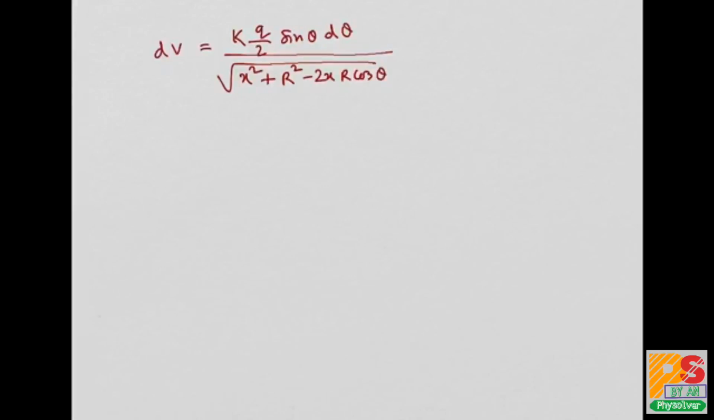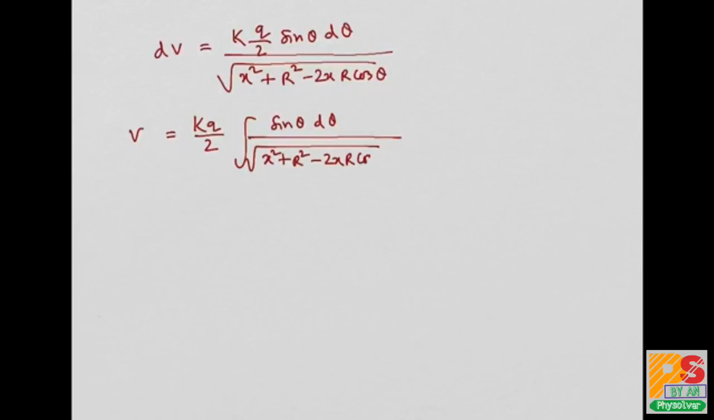dV equals kq by 2 into sine theta d theta divided by root over x square plus r square minus 2xr cos theta. V equals kq by 2, which is constant, integration sine theta d theta divided by root over x square plus r square minus 2xr cos theta.